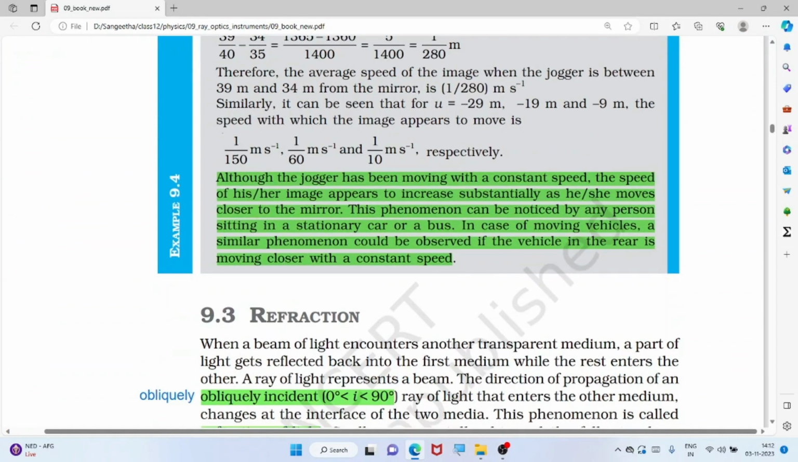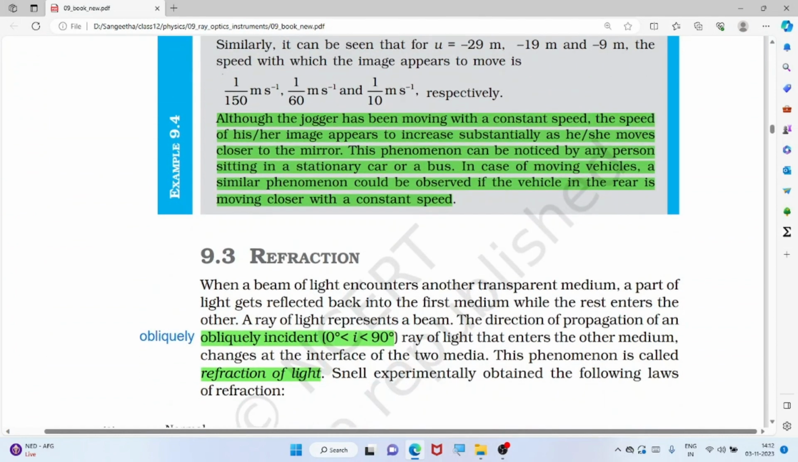Based on that they conclude that although the jogger has been moving at a constant speed, the speed of his or her image appears to increase substantially as he moves closer to the mirror. That is non-uniform acceleration. This phenomenon can be noticed by any person sitting in a stationary car. In the case of moving vehicles, a similar phenomenon occurs.